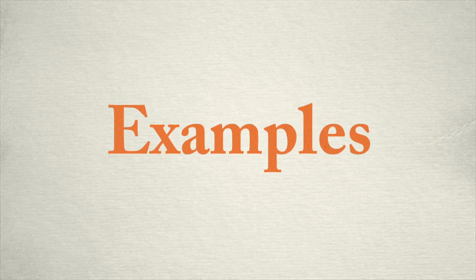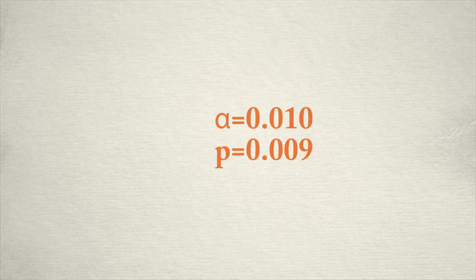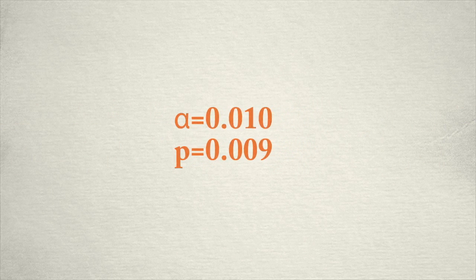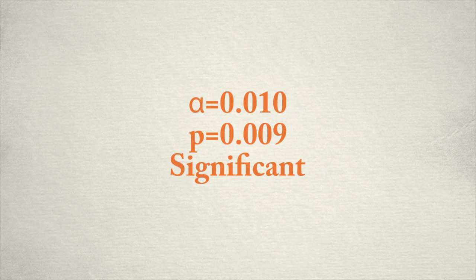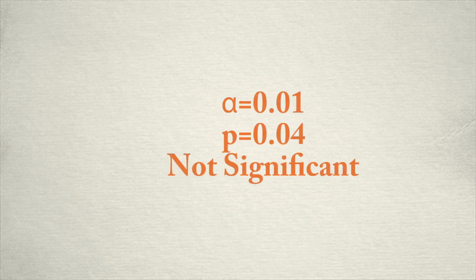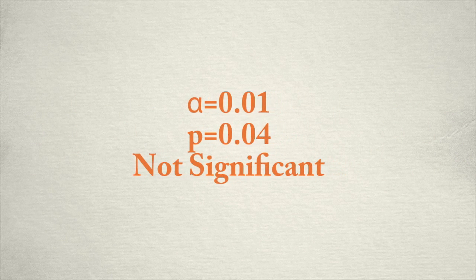Let's try a few more examples to make sure this makes sense. What if alpha were 0.01 and p were 0.009? In this case, p is significant because it's less than alpha. What if p was 0.04 and alpha was 0.01? P is greater than alpha, so it's not significant.